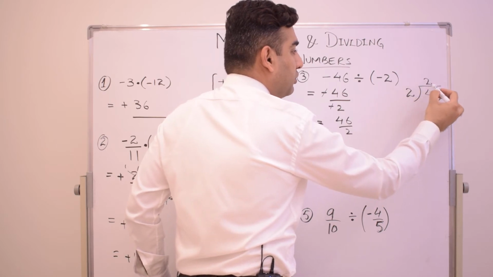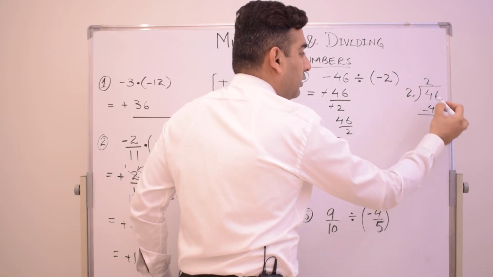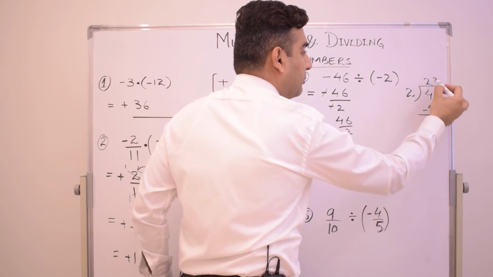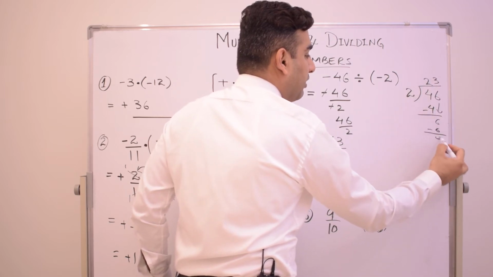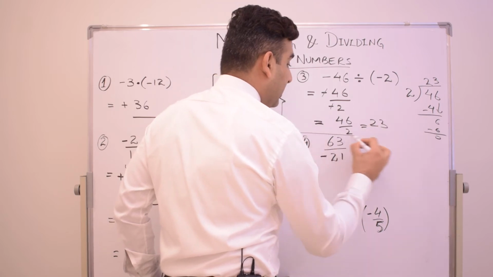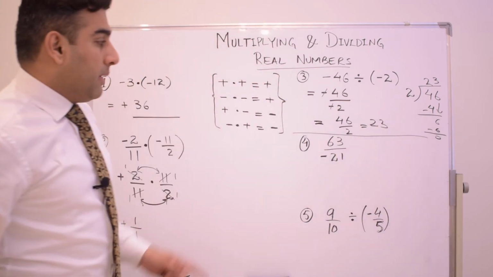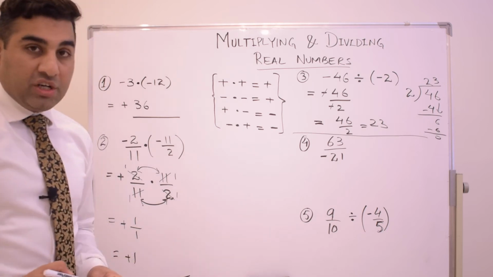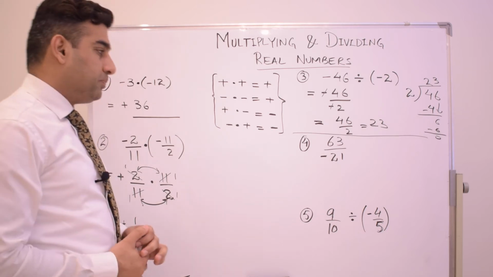So 2 times 2 is 4 and 6 will come down. 2 times 3 is 6, the remainder will be 0. So the answer will come 23. So the answer is plus 23.